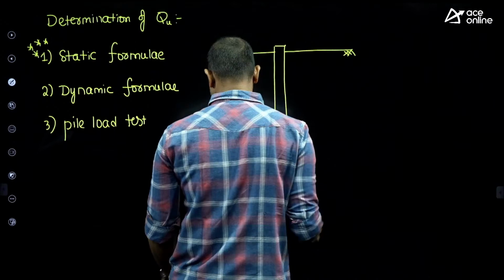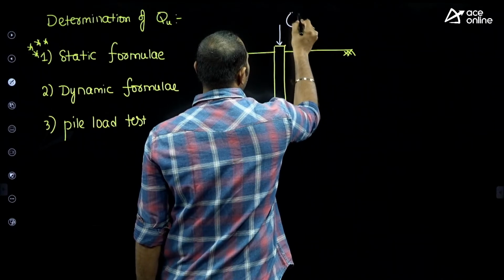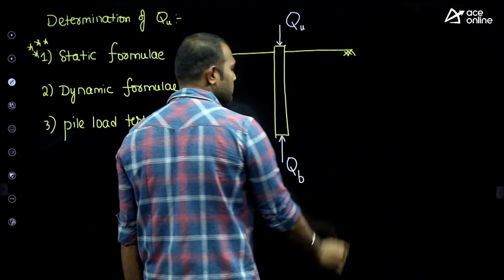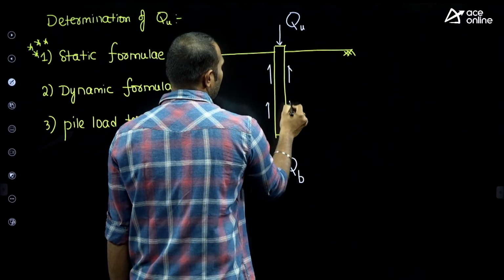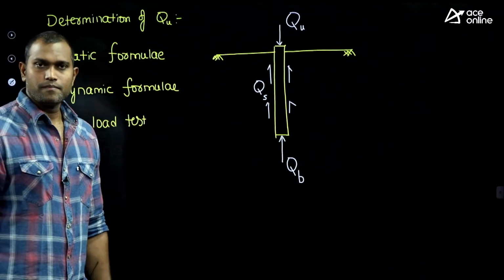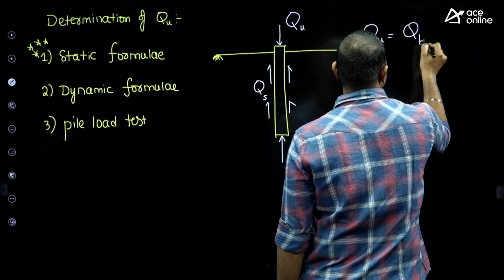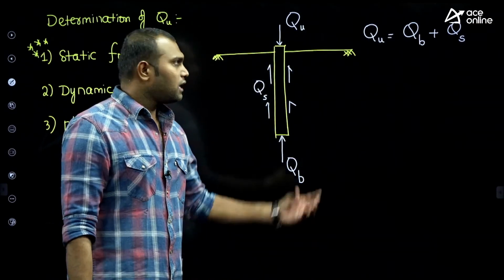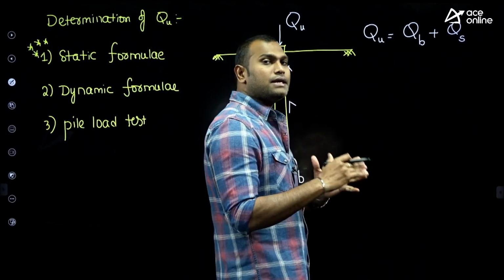Whatever load we apply, the maximum load the pile can carry depends upon the resistance offered by the soil at the base, that is the base resistance or point bearing resistance QB, and the resistance offered by the soil at the sides, which is QS, the skin frictional resistance. The ultimate load carrying capacity is the point bearing resistance QB plus the skin frictional resistance QS. But to find them, we convert them in terms of pressure.